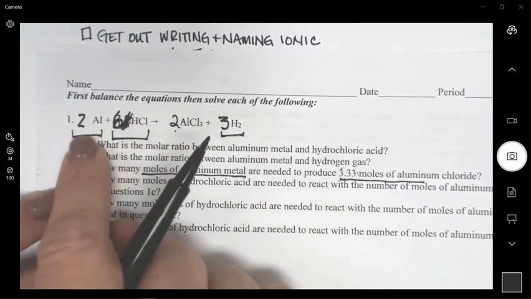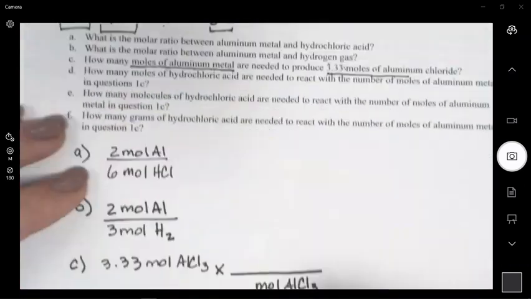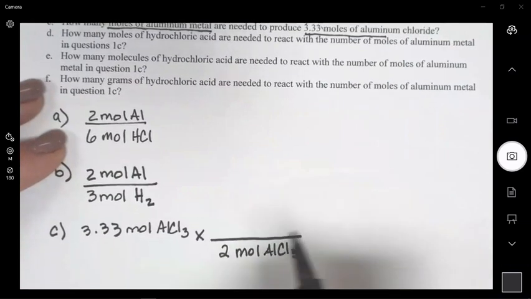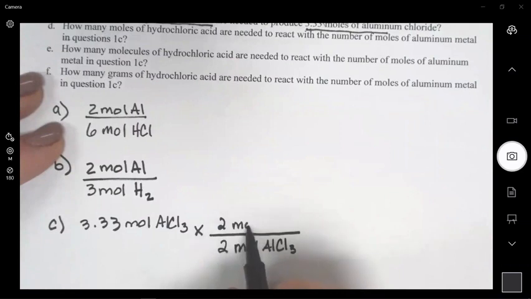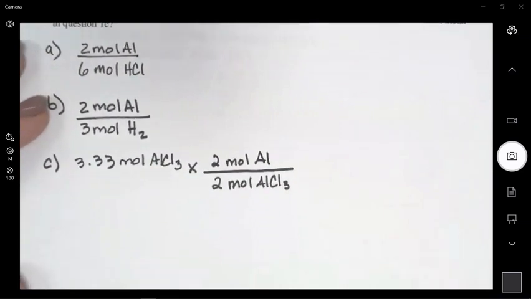Aluminum chloride to the aluminum metal. So the conversion factor is for every 2 moles of aluminum chloride, you need 2 moles of aluminum metal. Not real difficult, right?